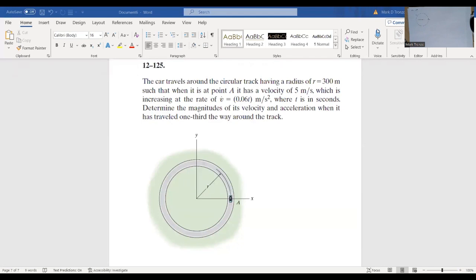Next, let's take a look at this problem, 12-125. The car travels around the circular track having a radius of 300 meters, such that when it is at point A, it has a velocity of 5 meters per second, which is increasing at a rate of 0.06 t meters per second squared, where t is in seconds. Determine the magnitudes of its velocity and acceleration when it has traveled 1/3 the way around the track.